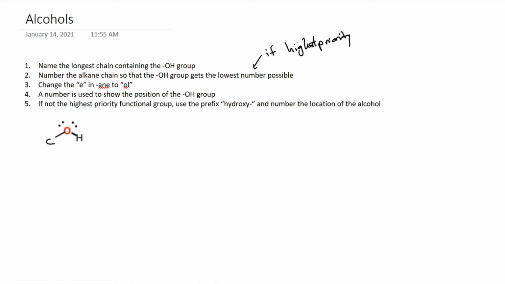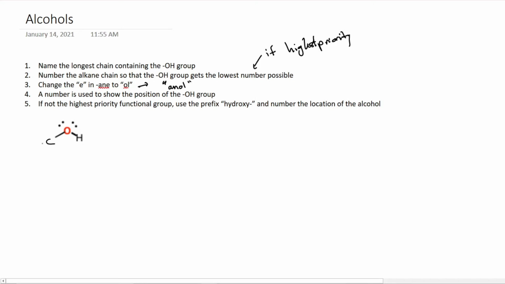We're going to change the E in the ending of ANE to OL. And so sometimes what we'll end up with in this case is ANOL. I used to tell my face-to-face students that alcohol ends in anal. Anol, sorry. So a number is used to show the position of the hydroxyl group. If it is not the highest priority functional group, we use the prefix hydroxy and number the location of the alcohol.